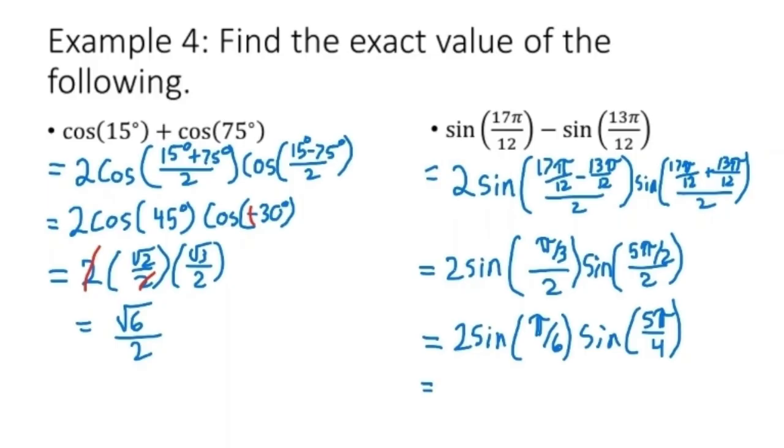Now we can turn to our unit circle. Sine pi over 6 is 1/2. Sine of 5 pi over 4 is negative root 2 over 2. And when we simplify, we get negative root 2 over 2.